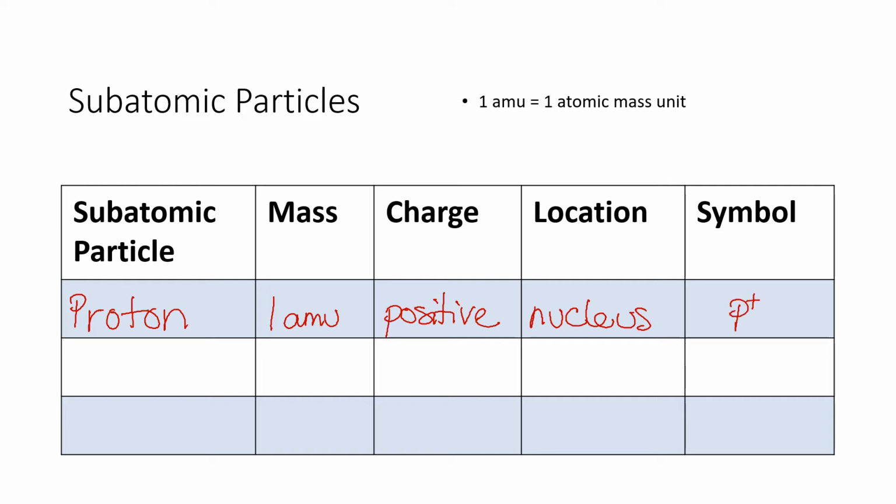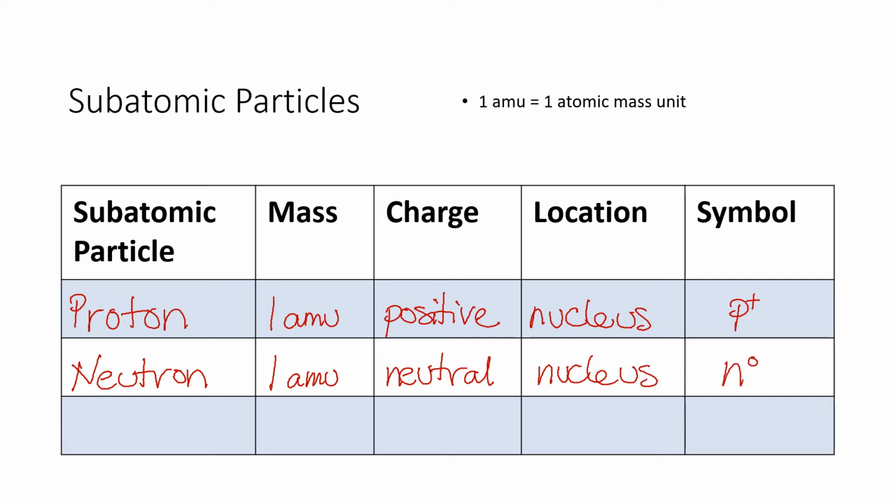The second subatomic particle is the neutron. It too has a mass of 1. It doesn't have a charge, so we do consider it neutral. It is found with the proton in our nucleus, and we can represent that with an N and a little 0 because it doesn't have a charge.